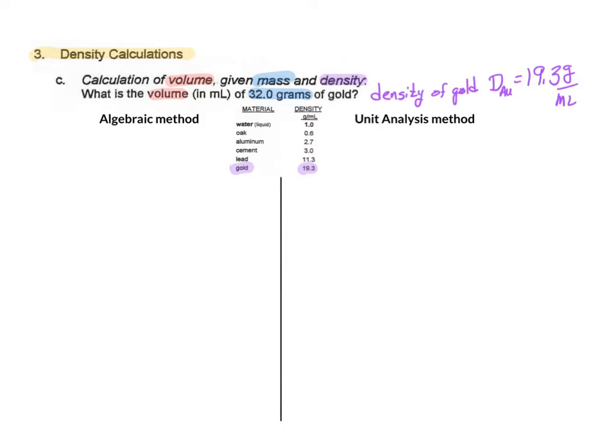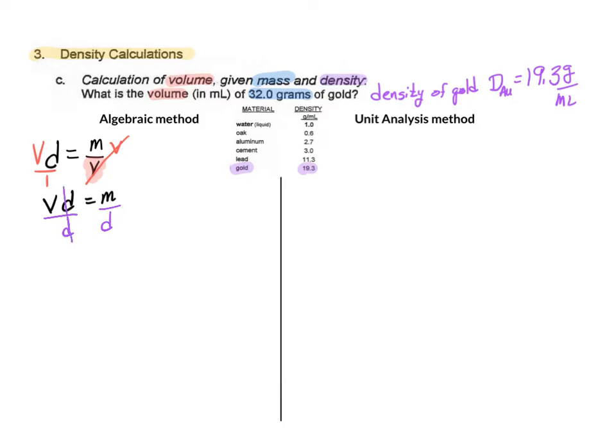Of the 3 types of density calculations, this one is the hardest to solve algebraically. So we'll go ahead and set up our equation that we know. Density equals mass over volume. We're looking for volume in this case, so we're going to actually have to multiply both sides by volume. So we have volume times density equals mass, and now we have to divide both sides by the density, so we have that volume is equal to the mass divided by the density.